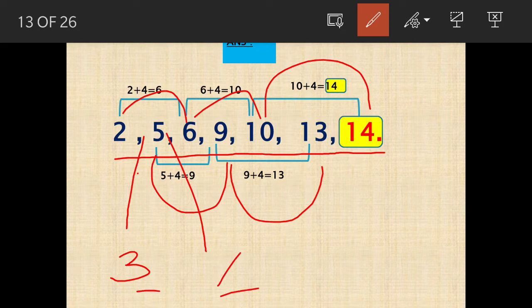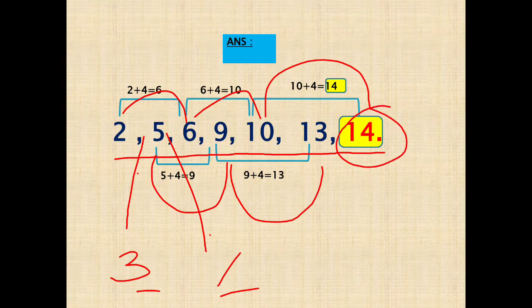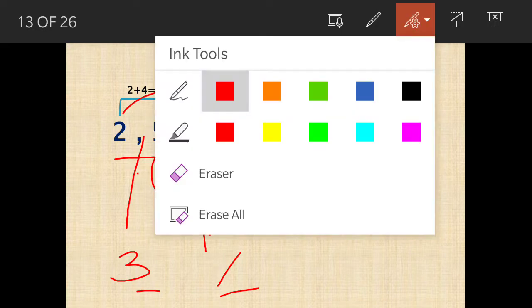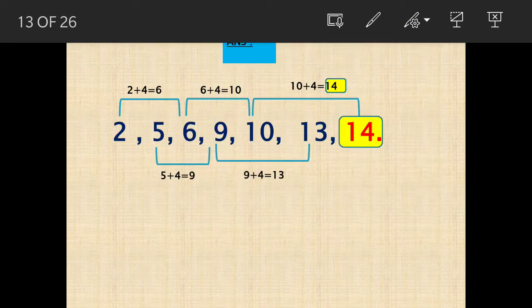So these are alternate numbers, and in alternate numbers we are seeing very clearly that the difference is standard and uniform, and thus our answer is 14. Now I'll erase the markings so that you can read the answer yourself. So now we go to next question.